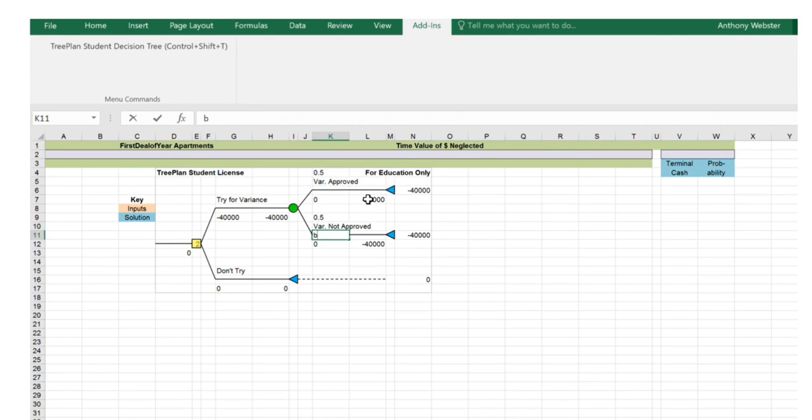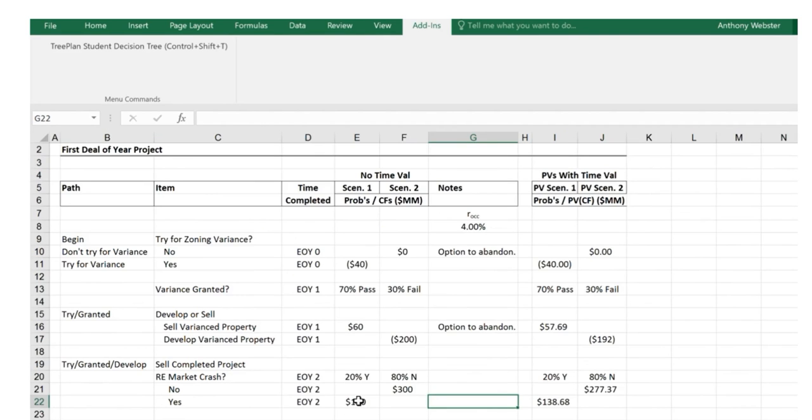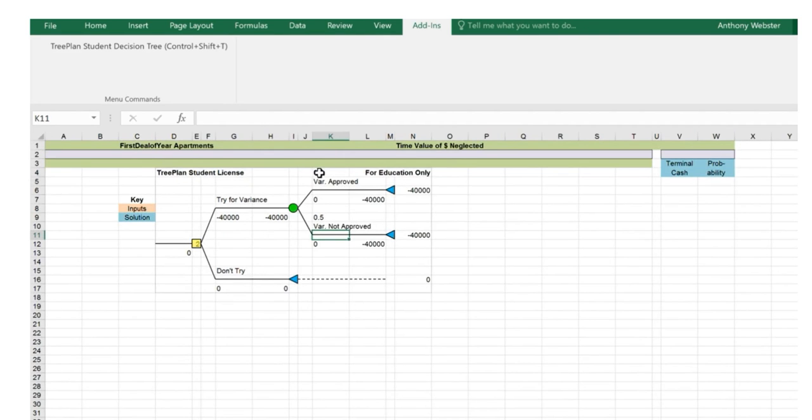And flipping back to the futures table here, they think they have a 70% chance of it being approved, so I'll just put in 0.7 here. All of the probabilities have to add to 1 at this point, so I'm just going to put 0.3 here. All right, so if the variance is not approved, here's another end. So we have an end if they don't try, we have an end if they try and the variance is not approved.